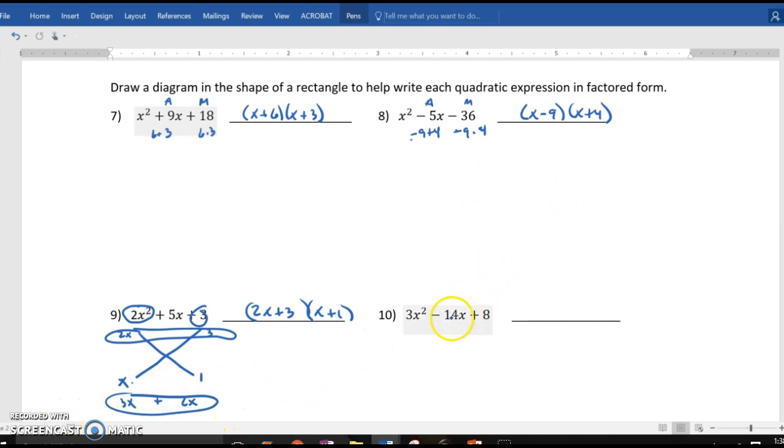And the last one here, again, create my x, multiply this side to get 3x squared, so 3x and x. Multiply to get 8, we'll say 2 and 4. If I look, 3x times 4 is 12x. 2 times x is 2x. That adds up to 14. Uh-oh.